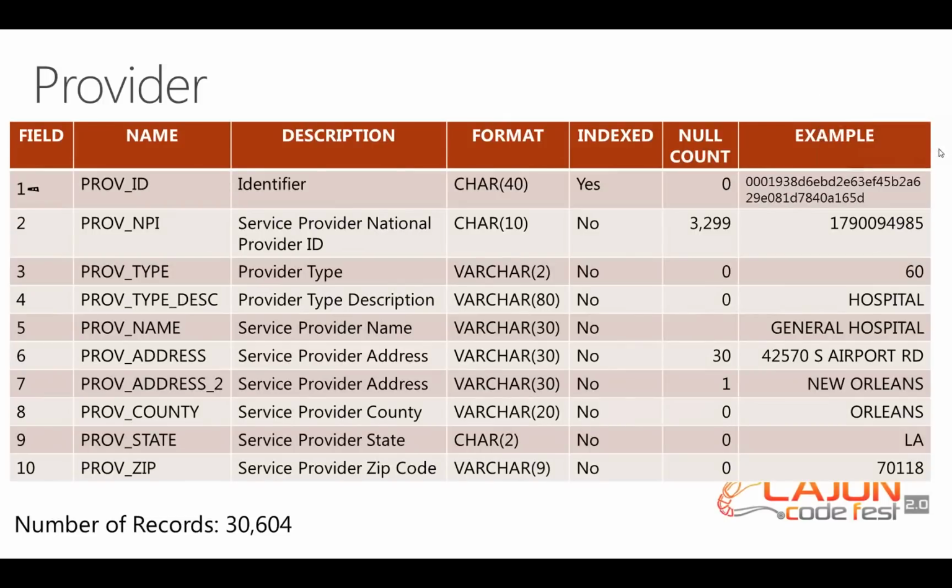The NPI is a National Provider Identifier, which is a national number that you can use to reference other publicly available data sets. For example, if you wanted to bring in information about any actions taken against the physician by a licensing board, you can match that on the National Provider Identifier. NPIs are provided for all but 3,200 providers.